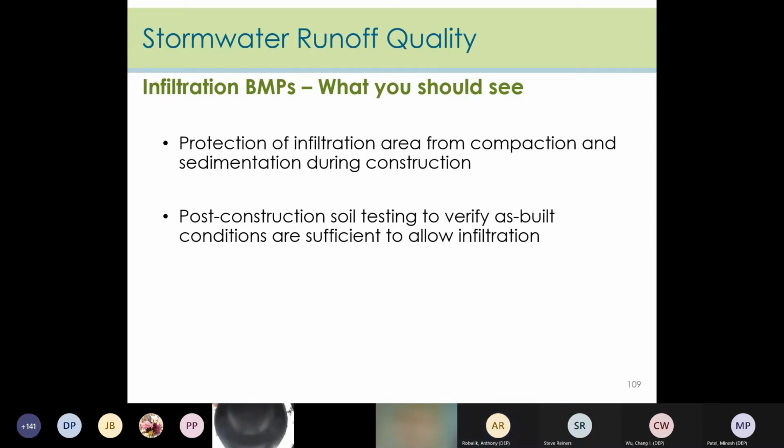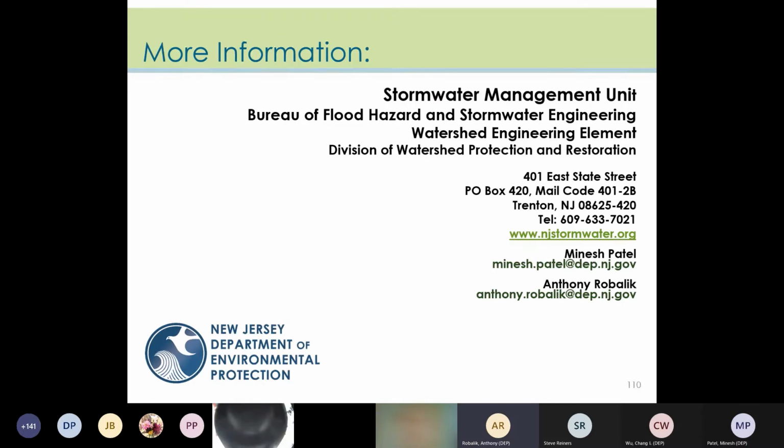Sure. Yeah, you're constructing a driveway in the DRCC area.